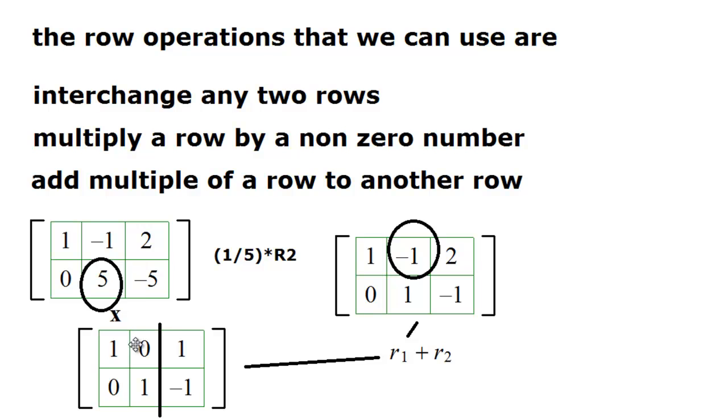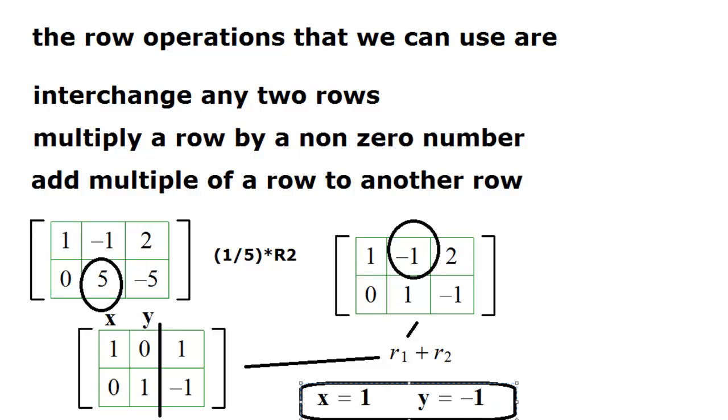So what we have is this column corresponds to x, this corresponds to y. So what will this give us? X equals 1 and y equals -1, or in other words, what is the solution of the system that we were given to solve? X equals 1 and y equals -1.